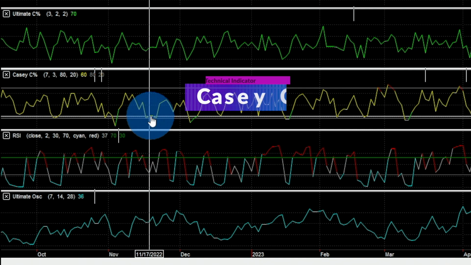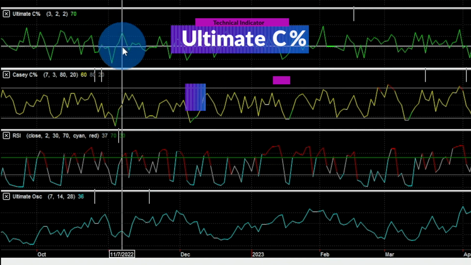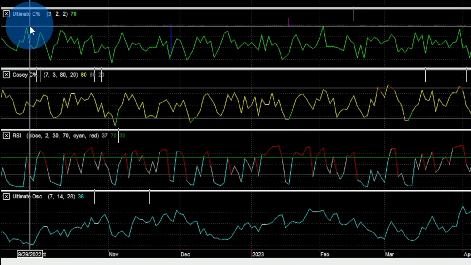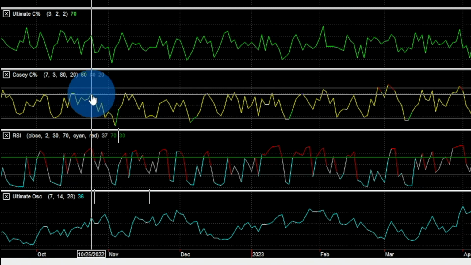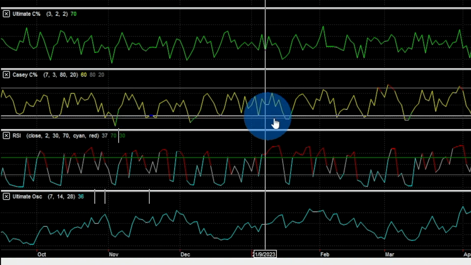Then on top, I have the KCC indicator. This is the one I built. And this is the most recent indicator, which is the Ultimate C%. So the Ultimate C% indicator takes 3 periods of KCC%, averages them, and then normalizes it with a smoothing factor to get this oscillator.